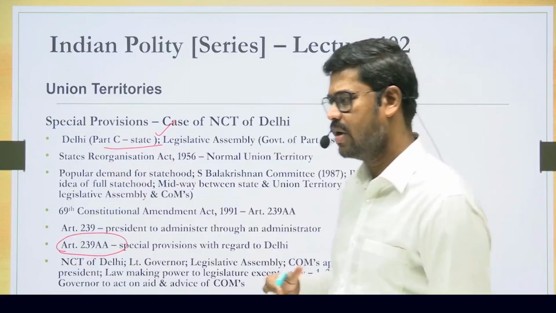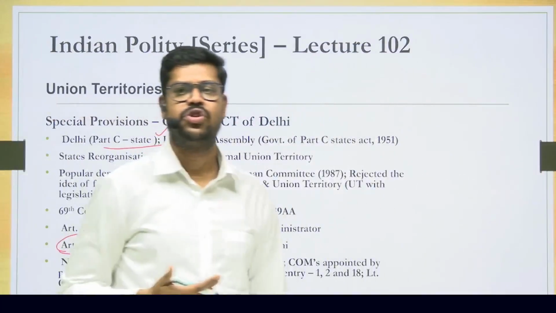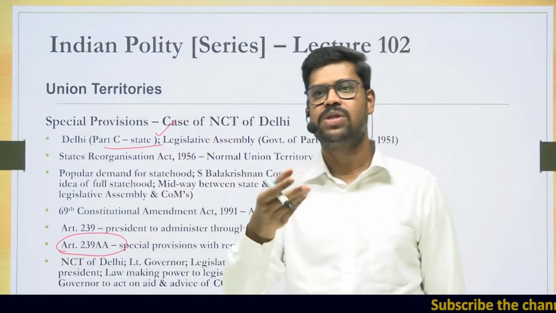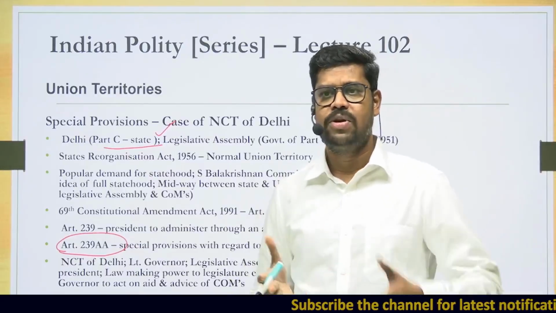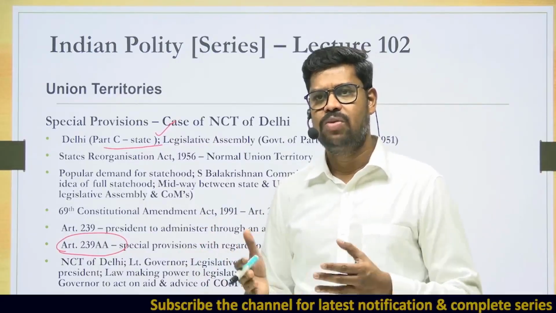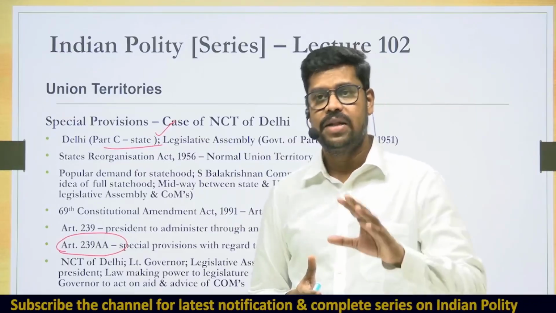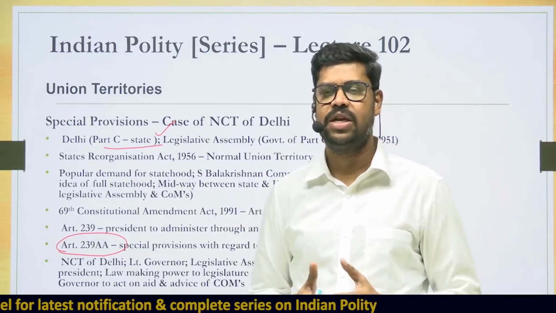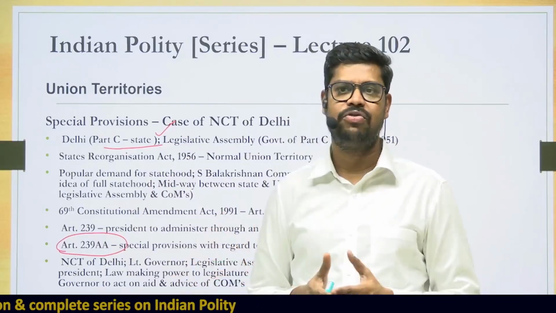However, after Delhi became a Part C state at the commencement of the Constitution, subsequently there was a demand that Delhi should be given a full-fledged state. Why? Because Delhi was having a huge population. So therefore, there was some element of demand that Delhi should be given the status of a state. But at the same time, the central government was not willing to give it the status of a state, considering the strategic importance of Delhi.